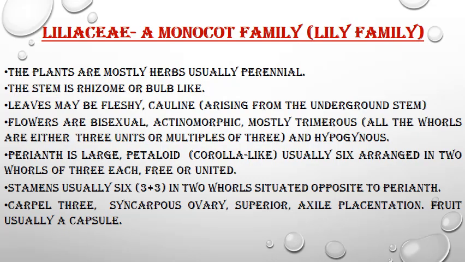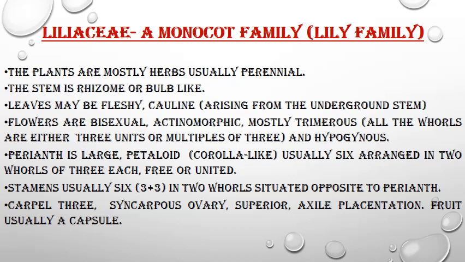Next is Liliaceae. Liliaceae is the monocot family. The plants are mostly herb, usually perennial. The stem is rhizome or bulb-like. Leaves may be fleshy, cauline. Cauline means arising from the underground stem. Flowers are bisexual, actinomorphic, mostly trimerous. All the whorls are either 3 units or multiples of 3, and hypogynous.